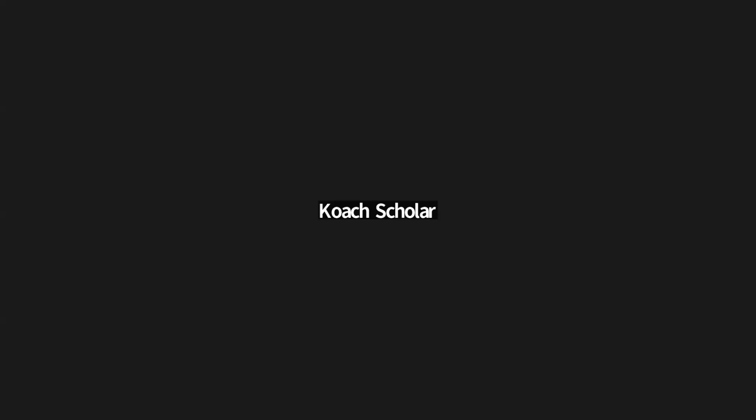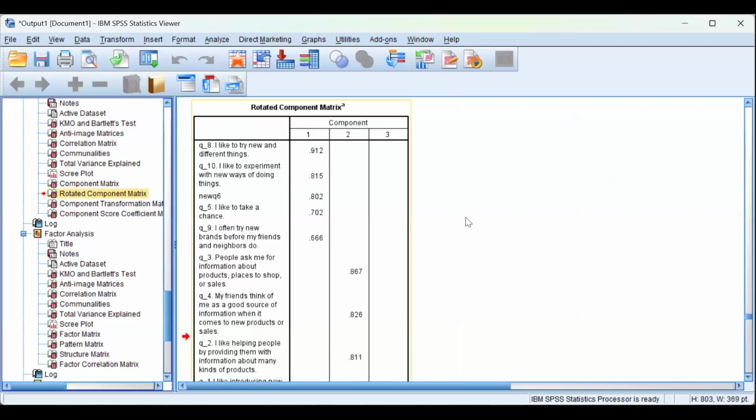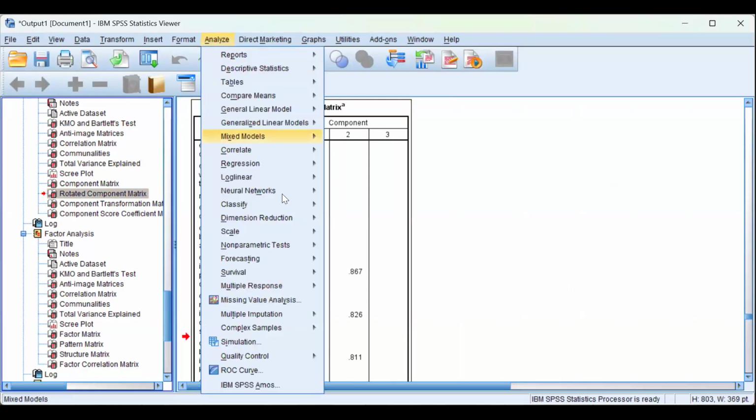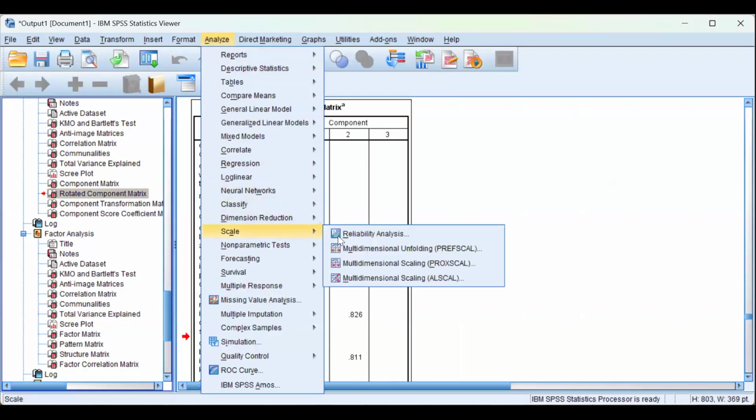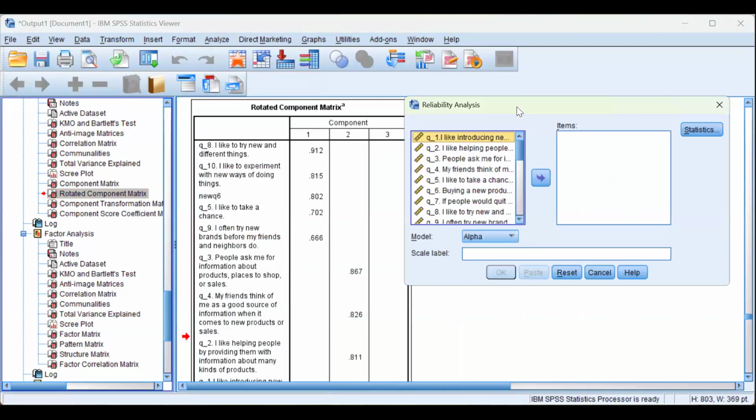Now, let me take you to this thing again, to show you how to calculate the reliability. Now you have got these factors extracted. So let's talk about the rotated component matrix from here. You've got 8, 10, 6, 5, and 9. So how will you do it? Analyze, and you go to scale, and you will go to reliability analysis, because now you have to calculate the reliability, because now the factors have been adjusted again based on the new items.